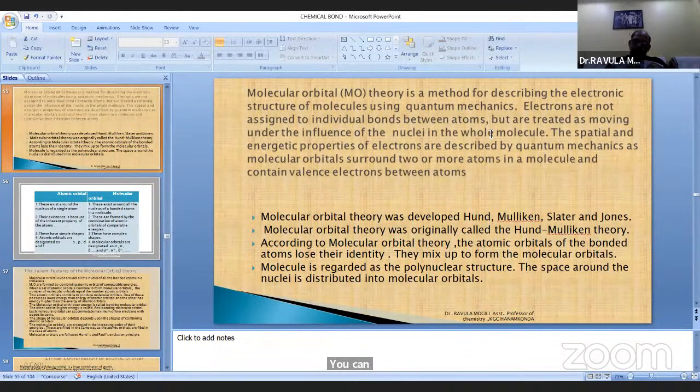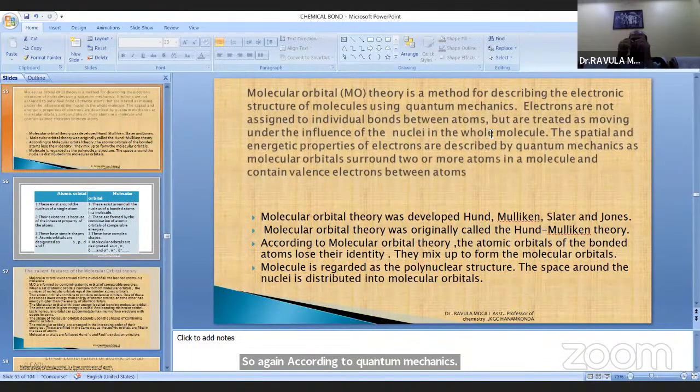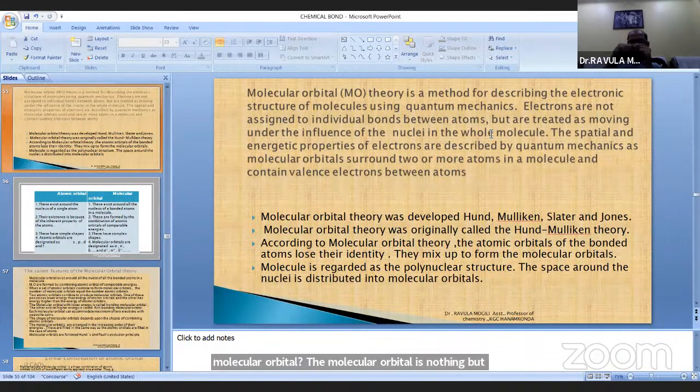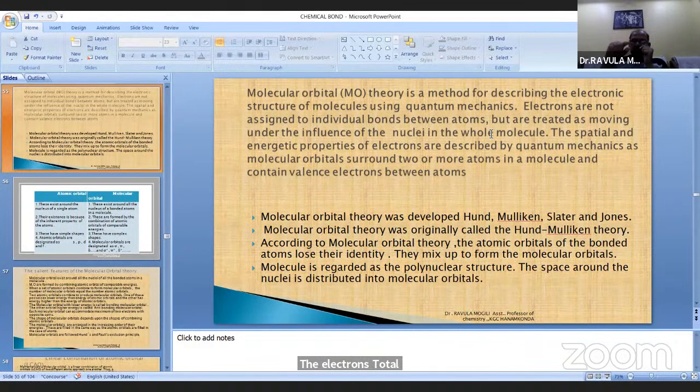So here, according to quantum mechanics, an atomic orbital is nothing but the region where the electron revolves around the nucleus in an atom. This is called an atomic orbital. What about a molecular orbital? The molecular orbital is nothing but the total electrons revolving around all the nuclei in a molecule. This is the difference between atomic orbitals and molecular orbitals.